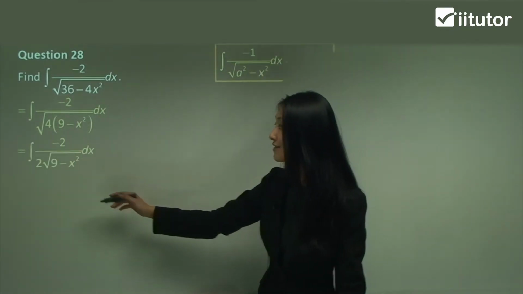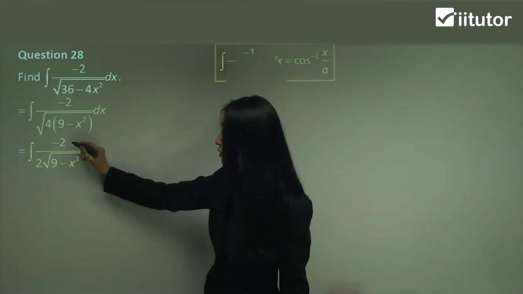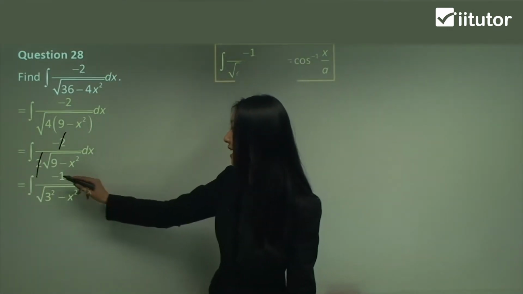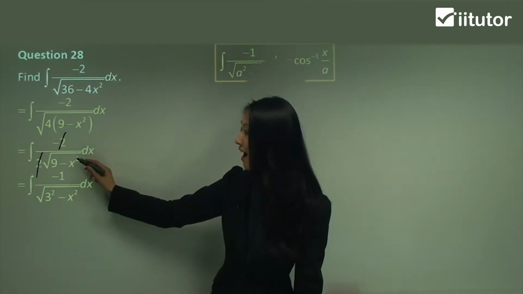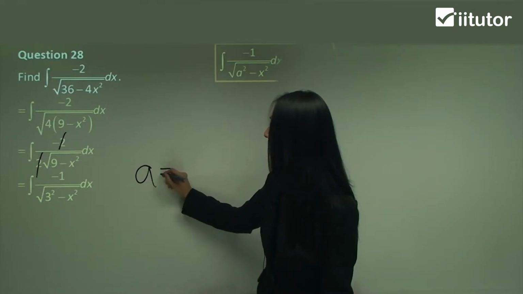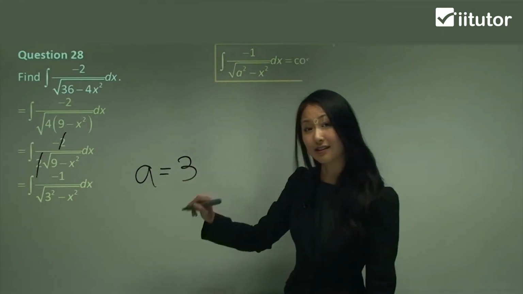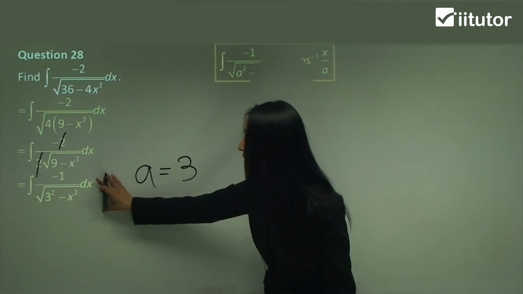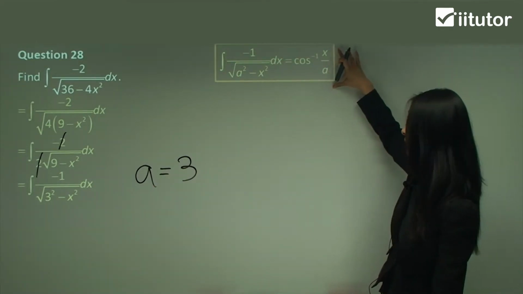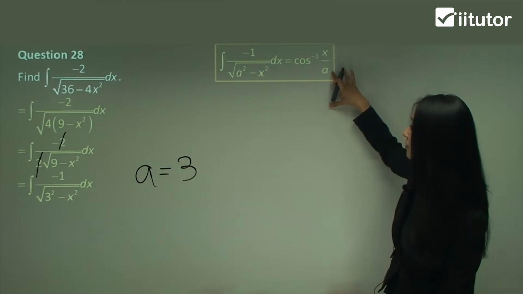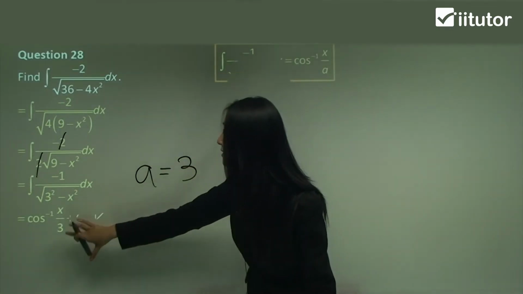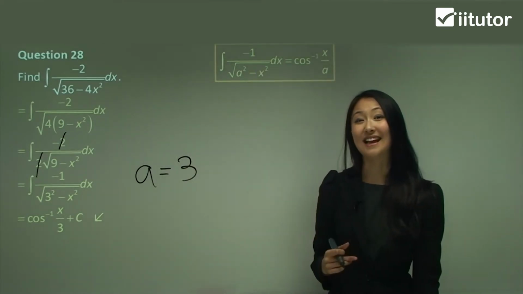Square root 4 is just 2, because we have a 2 up here, that just cancels. So I actually just have -1. And 9 can be written as 3 squared, and that's just to help us find out that a equals 3. And now you can see this looks very similar to this standard integral formula up here. A equals 3, substitute it in, so inverse cosine x on 3, and then plus c at the end.